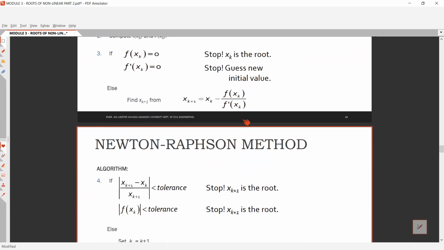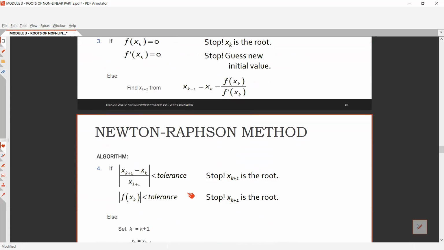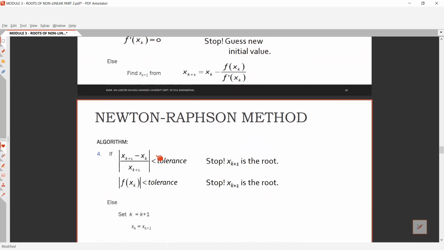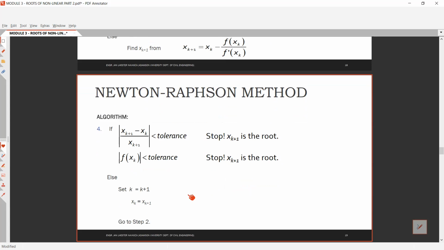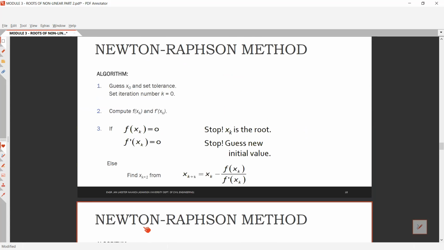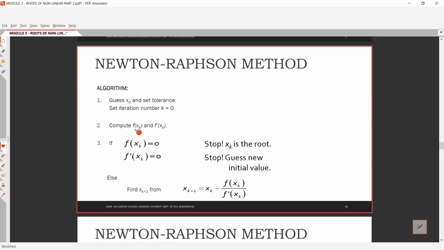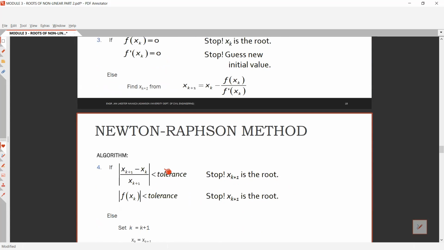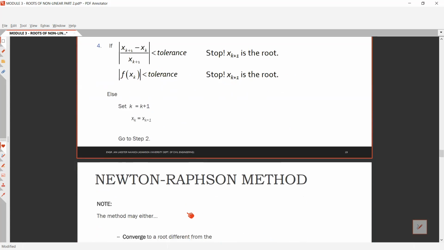Okay. And you will accept kapag yung tolerance is the absolute value of x sub k plus 1 minus x sub k over x sub k plus 1 is less than the tolerance, or your f of x sub k is less than tolerance. Okay, therefore your x sub k plus 1 is the root. Okay, then else kapag hindi pa rin, you will go back to step 2. Okay, you will get f of x sub k and f prime of x sub k. Okay, then the process repeats itself.